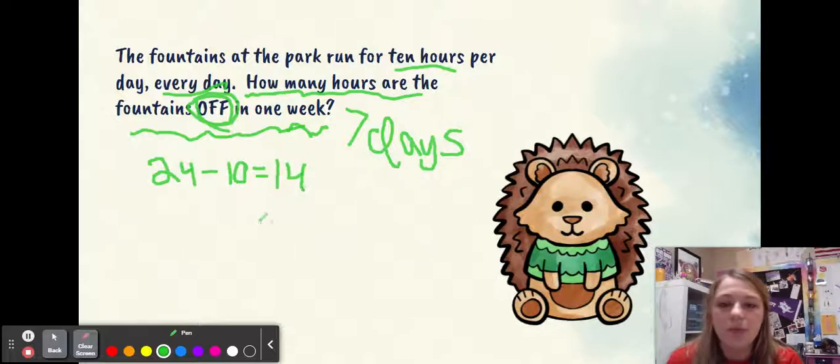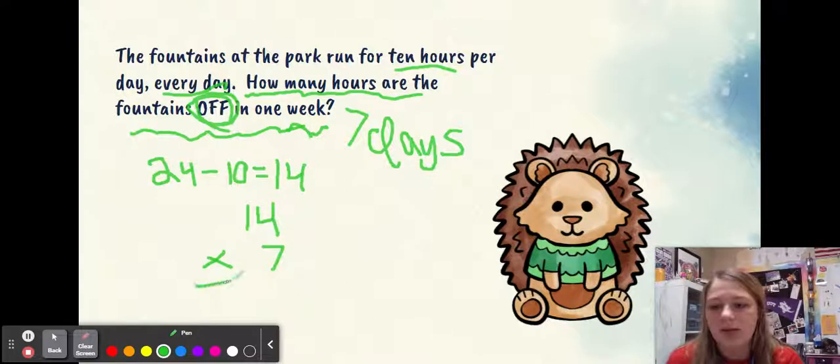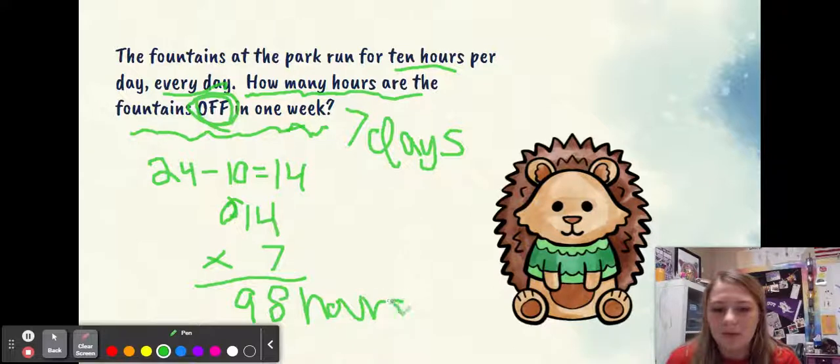Then we need to take that 14 because we know that 14 hours, that's for 1 day. We are looking at a whole week, so we need to do our 14 times 7. And using our standard algorithm, we are going to do 7 times 4, which is 28. Then we're going to move over. 7 times 1 is 7 plus 2 is 9. So for 1 whole week, the fountains are off for 9 hours.